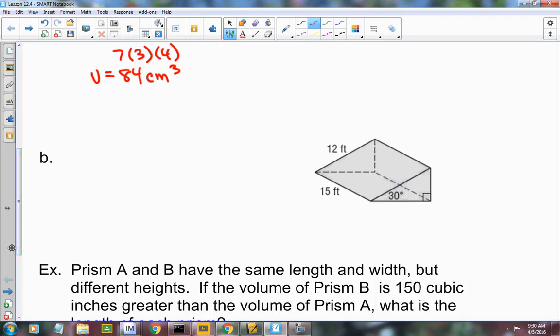All right, here is a triangular one. Okay, a triangular prism. Volume is the area of the base times the height. What's the shape of my base?